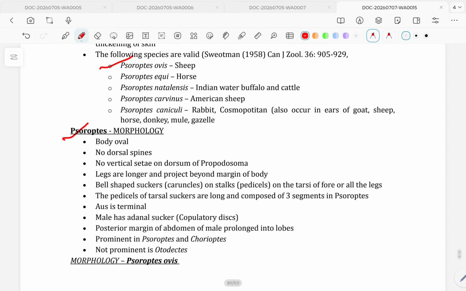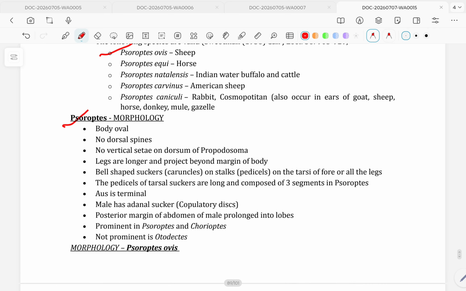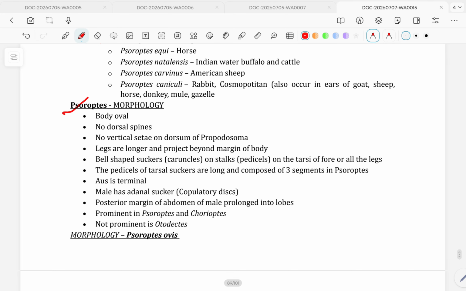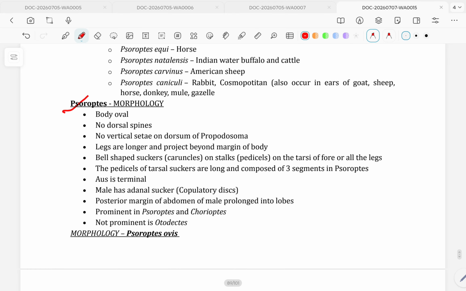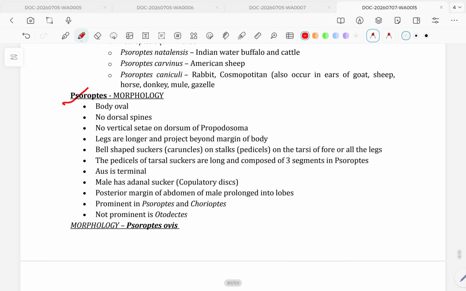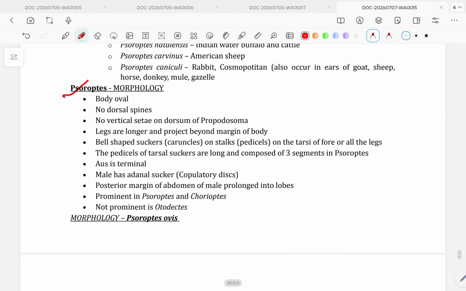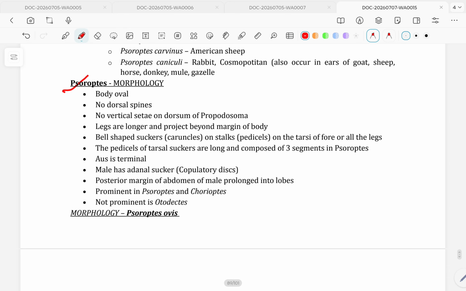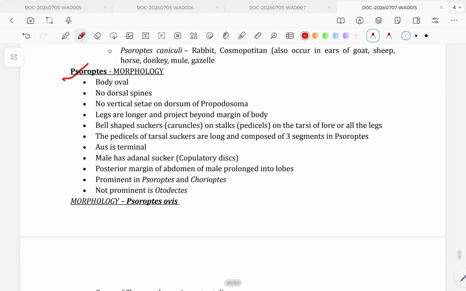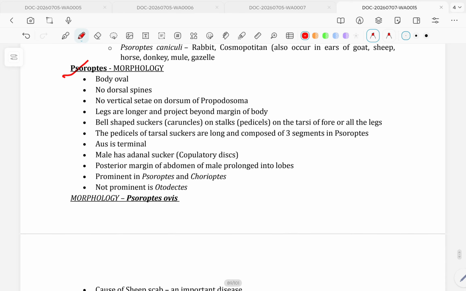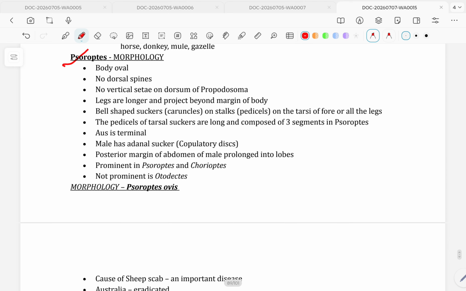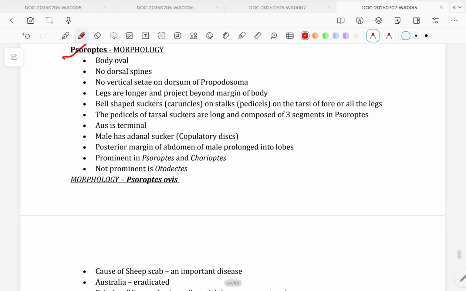Psoroptidae morphology: body oval, no dorsal spine, no vertical setae on dorsum of propodosoma. Legs are longer and project beyond margin of body. Bell-shaped suckers on stalks on the tarsi of some or all legs. The pedicle of tarsal sucker is long and composed of three segments in Psoroptes.